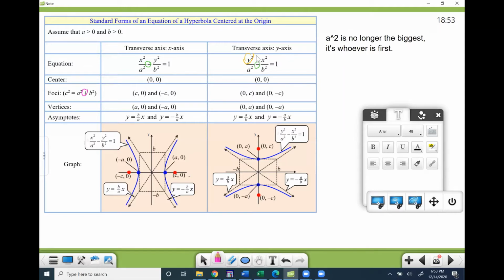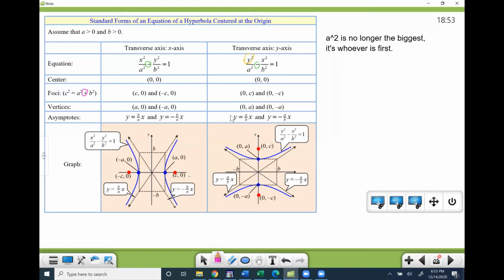Now, if Y is first, then on your asymptote formula, A will be on top of B. If X is first, B will be on top of A. To help me memorize that, I just say yabba dabba do. If Y is first, it's A over B. That's how I get the yab from yabba dabba do. Y is A over B. So X must be B over A. But you guys have note cards, so I don't know if that's super important, but yabba dabba do is what I used to think about.